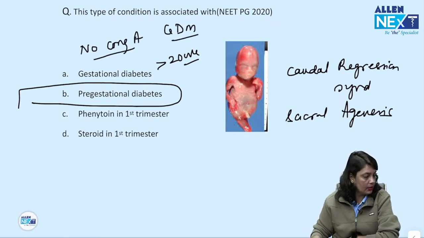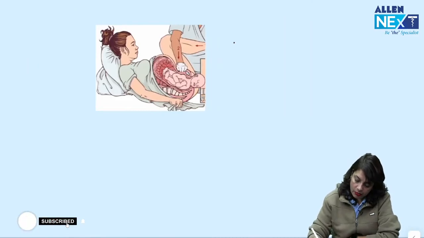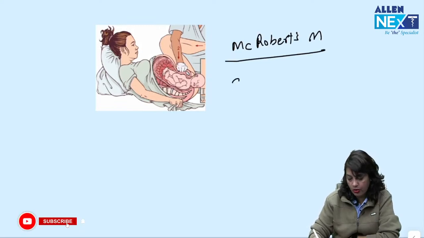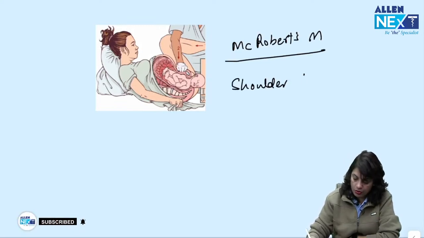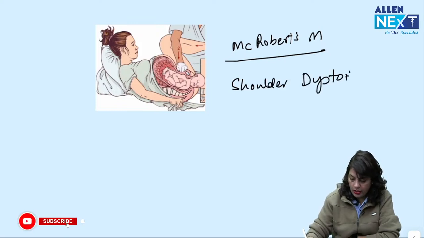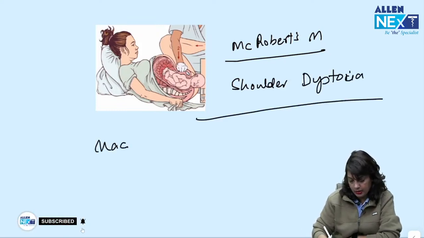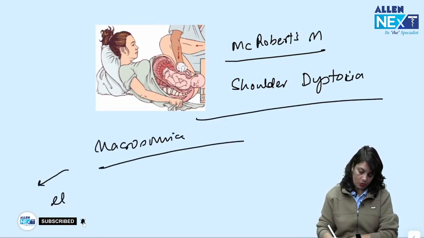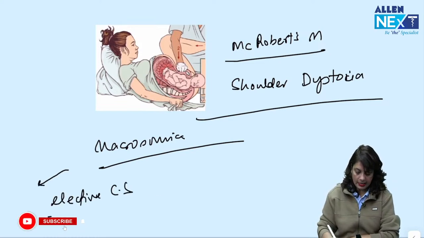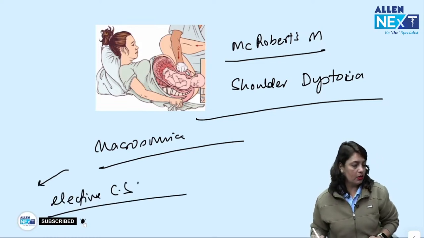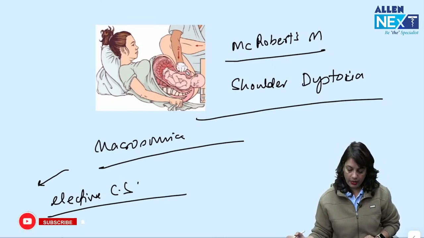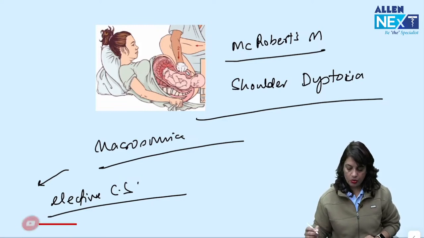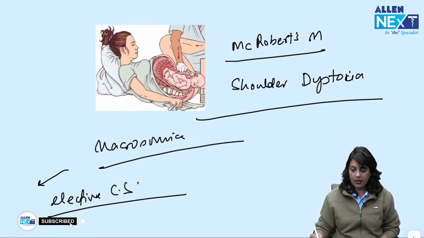Okay. Next, what is this maneuver shown? This is a McRoberts maneuver shown for a case of shoulder dystocia. Shoulder dystocia is a complication seen in a macrosomia baby. Macrosomia baby, you should do an elective cesarean section, but if the patient is unbooked and she has just come to you for delivery, the shoulders get stuck and this lands up in shoulder dystocia. So McRoberts maneuver is done.